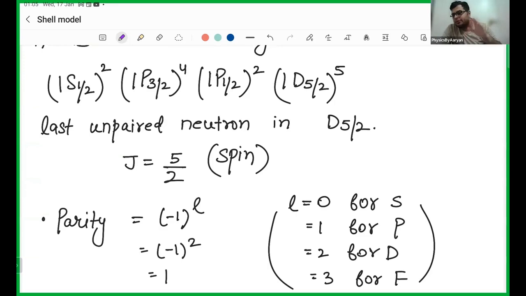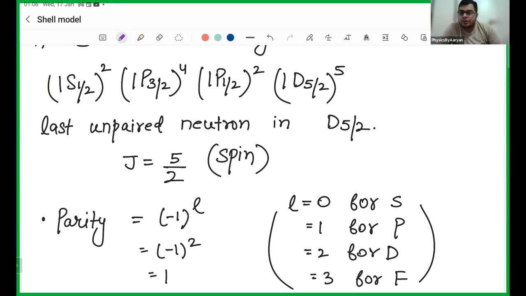I'm not going into much detail about what parity is. Don't worry about it. There is something known as parity. If I explain in one line, this basically tells you that if you reverse the coordinates, does your wave function change or remain the same? If you reverse your coordinates, meaning you replace x with minus x, y with minus y, so you do the mirror image of your coordinates, does the wave function of the particle reverse, become negative, or remain the same? If it remains the same, then you have an even parity. But if it changes, it reverses, then you have a negative parity.